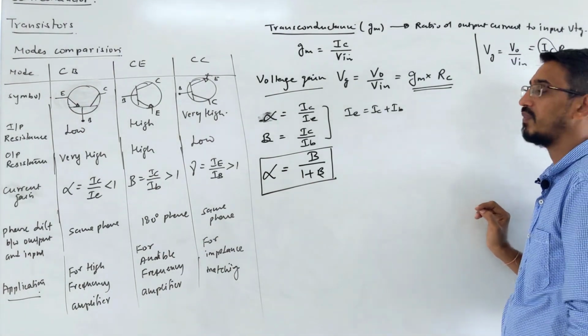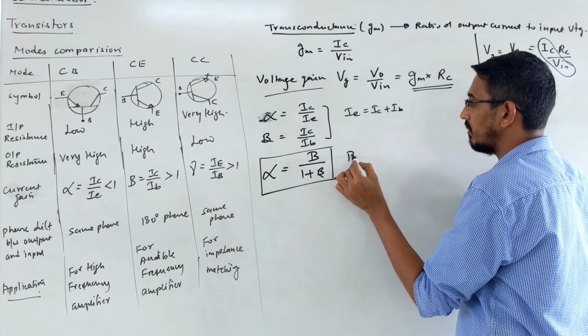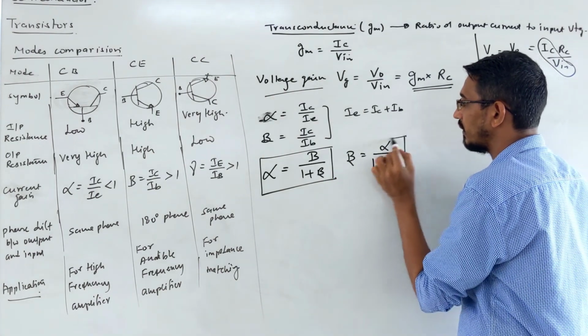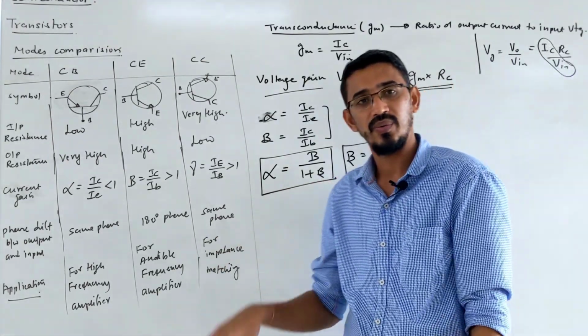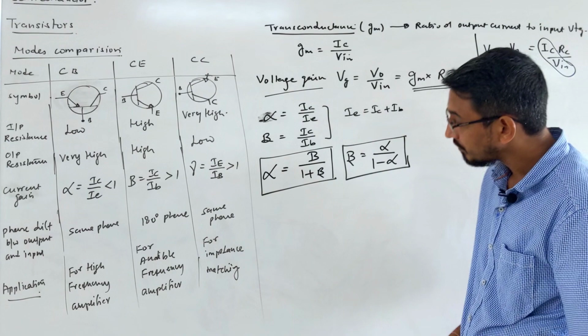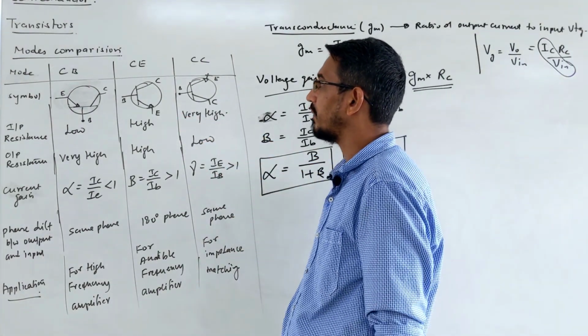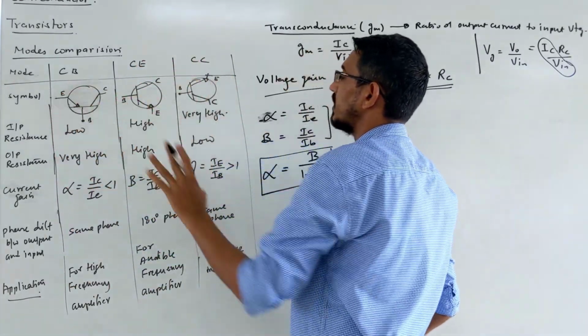So if you know beta, you can find alpha, and if you know alpha, you can find beta. You can also write it the other way: beta is equal to alpha upon 1 minus alpha. This way you can convert alpha into beta and beta into alpha, if you need. Then I was talking about this table. Look at the simple comparison I did here. I took all three modes. The symbols are easy to understand, there is no problem.